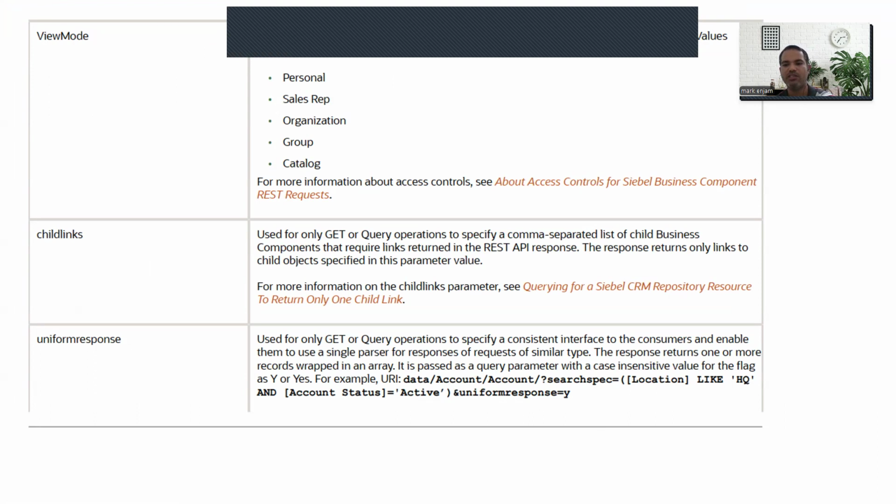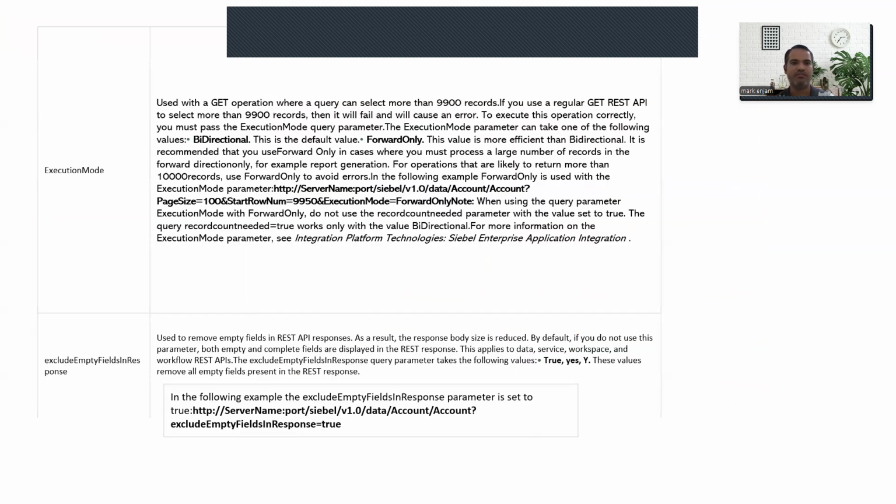Suppose you see the example given: data, account, suspect, and the location is called name. So if you give the URL, it filters which object you want to access, and based on the method, it fetches records from the system you are connecting to. The execute method is similar to this: you specify the service name, the page size, the start row number, and execute mode forward only. You can specify this in the URL itself, and the records will get filtered.